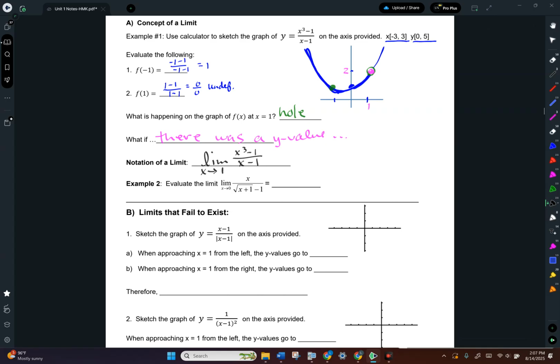So the limit as x approaches 1 of this function equals the predicted y value, whether there's a hole or not. And in this case, the predicted y value there would have been 2. Okay, so let's look at example 2.